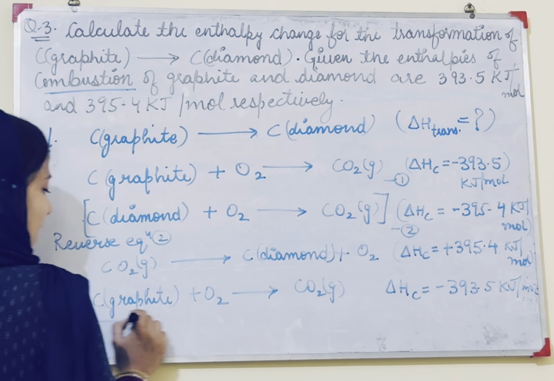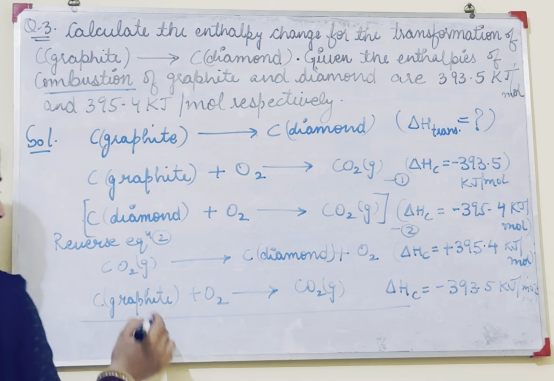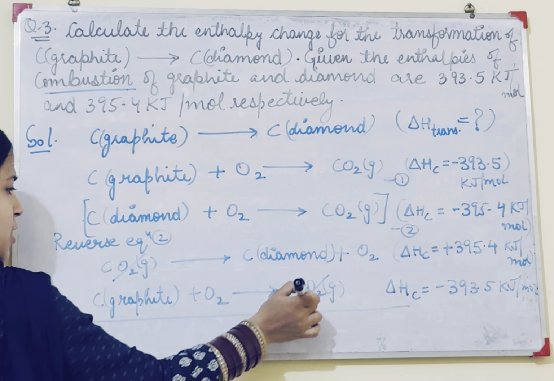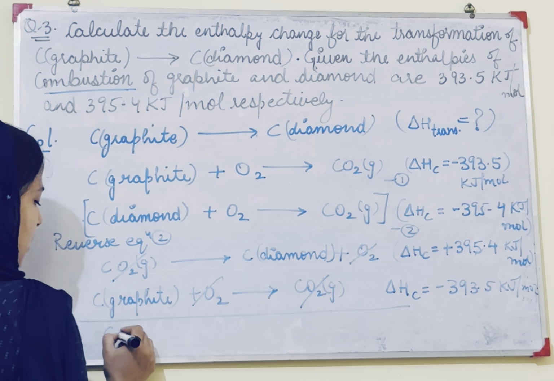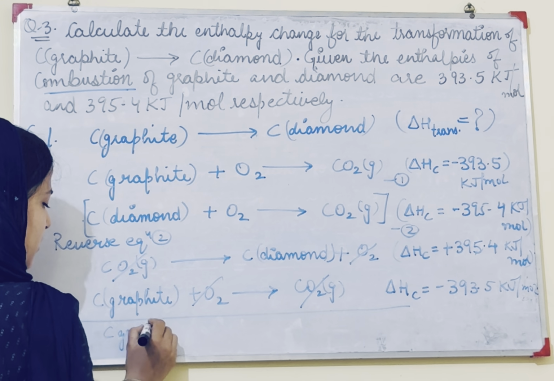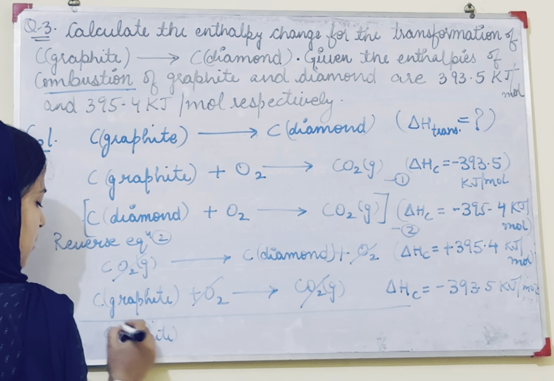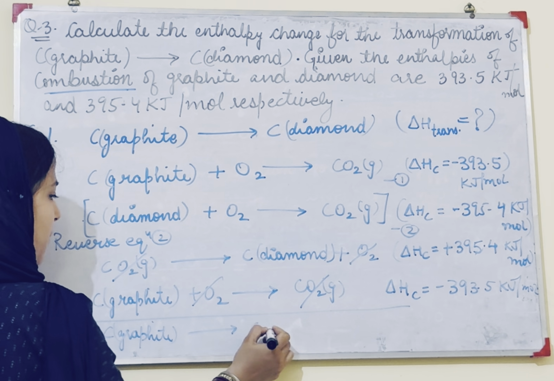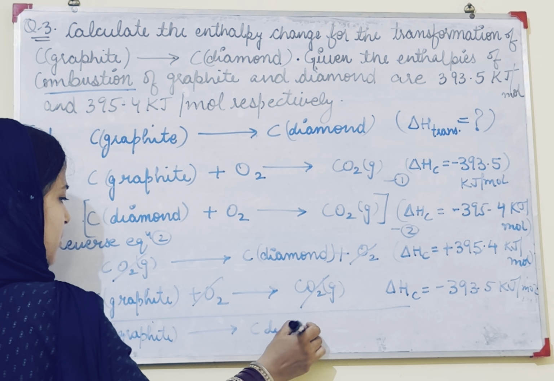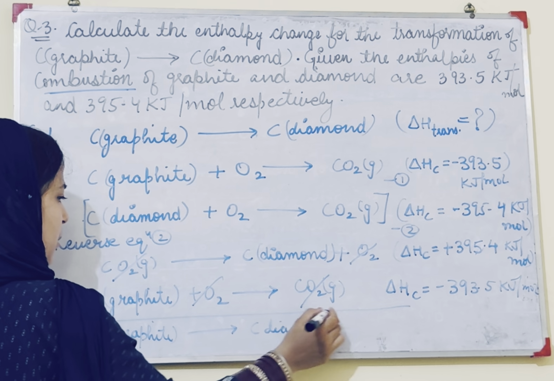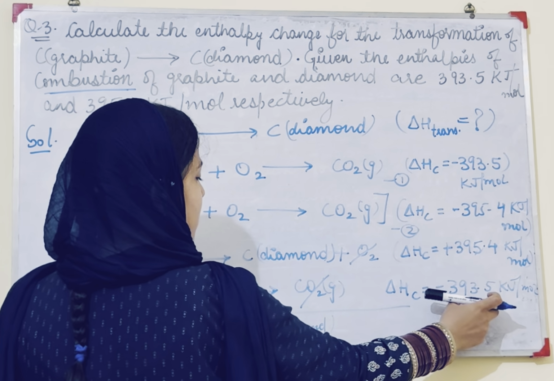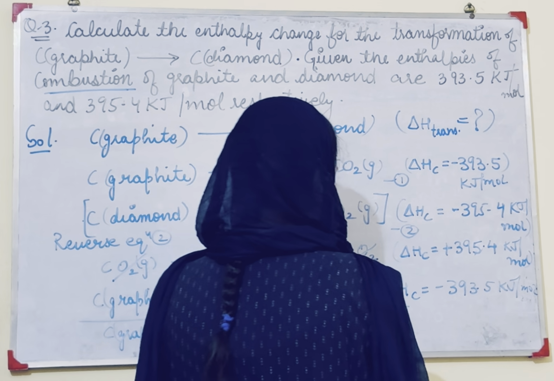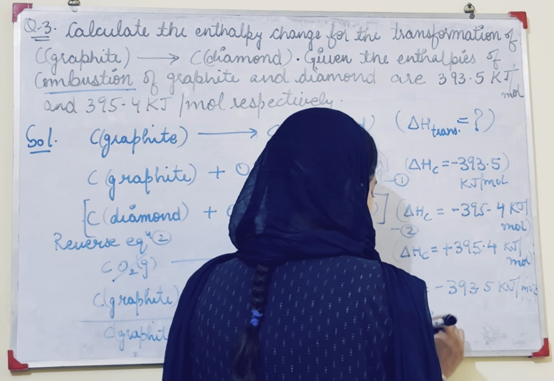Now on adding these two, what will you get? CO2 will cancel out, oxygen will cancel out. What you get is carbon graphite changes into carbon diamond, and delta H will become plus 1.9 kilojoule per mole.